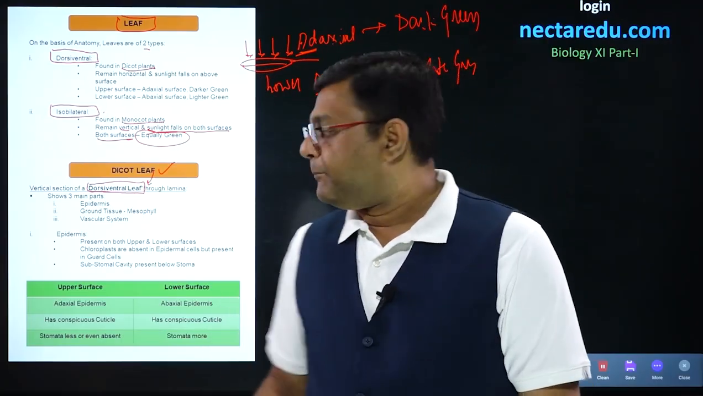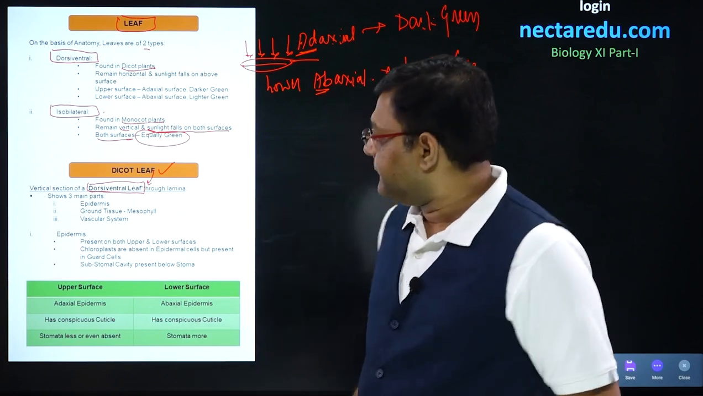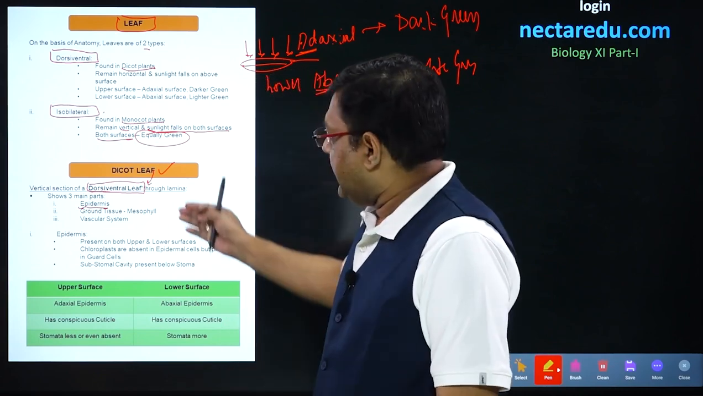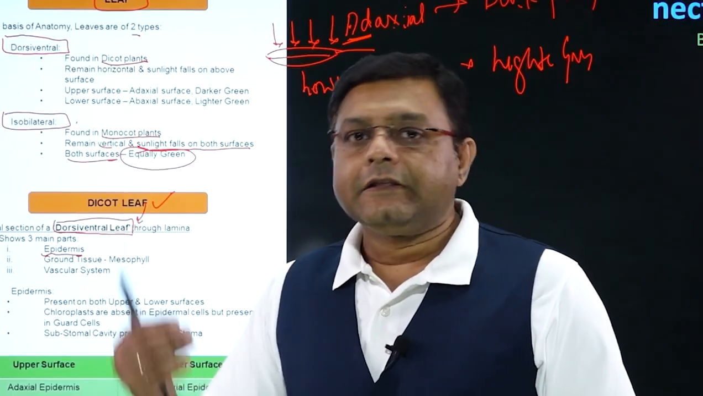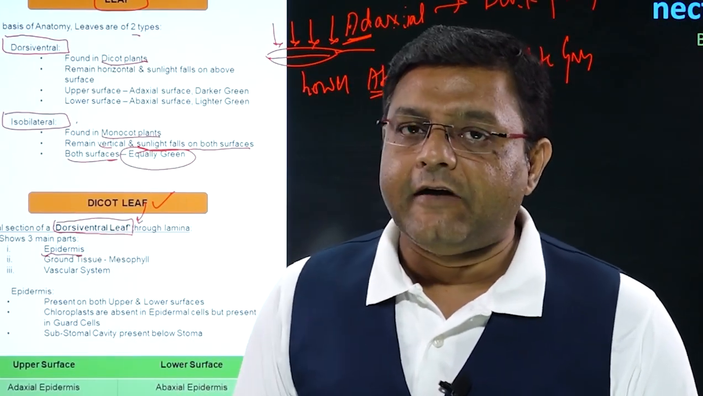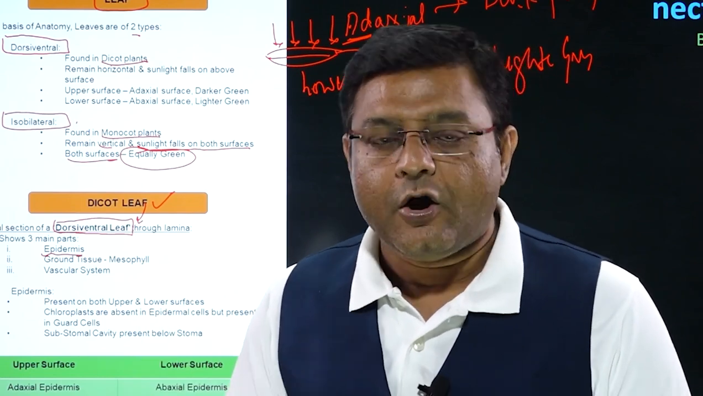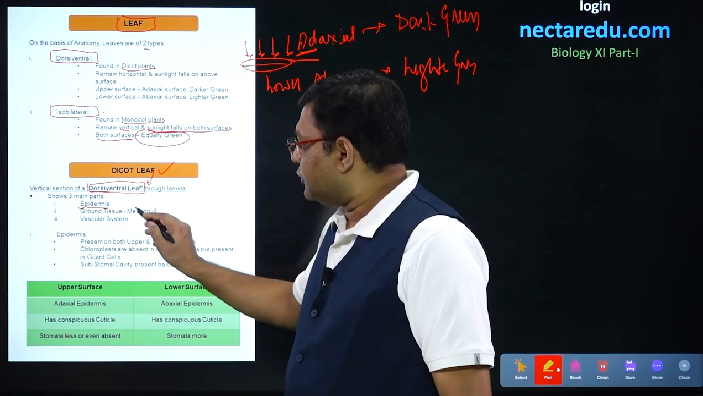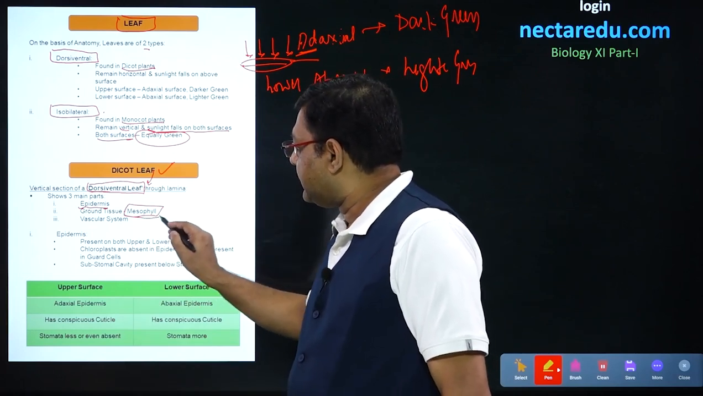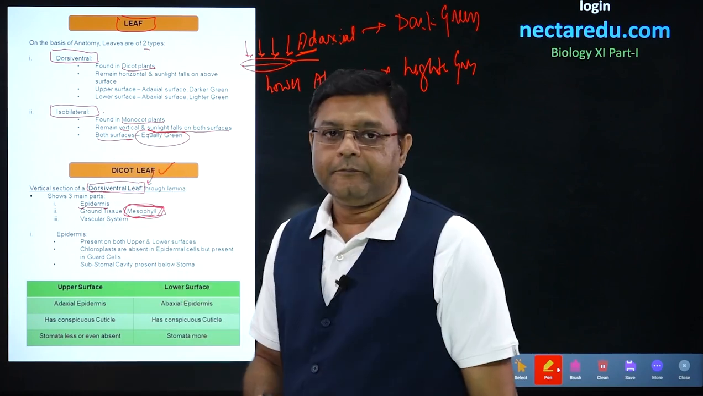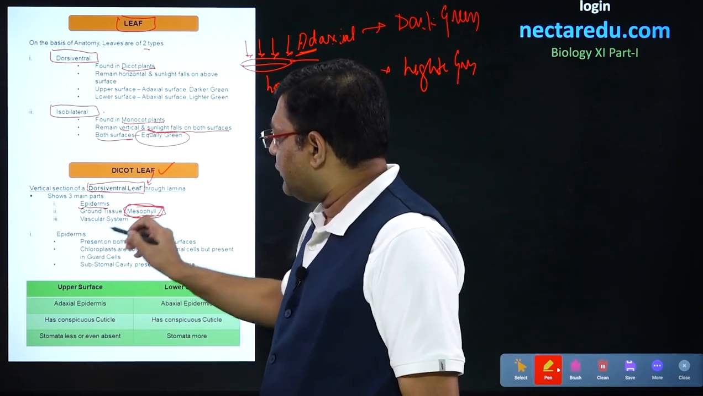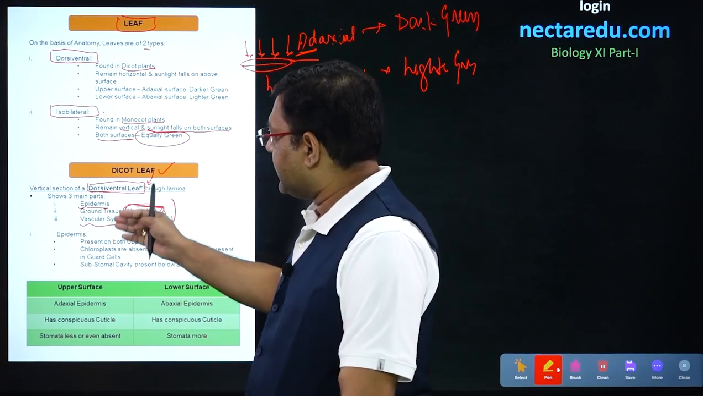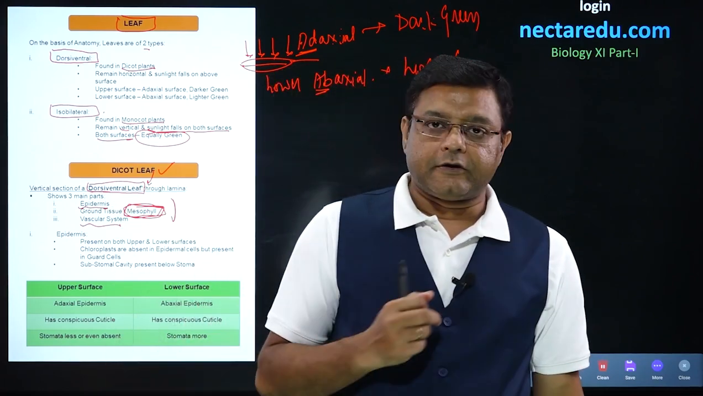If we talk of the parts that are present over here, then outermost layer is the epidermis. In the case of leaf, all the ground tissue is not divided into cortex or pericycle or pith. All the ground tissue will be present as mesophyll. Apart from this ground tissue, there will be vascular system which will be present. So there will be only three parts of dicot leaf.